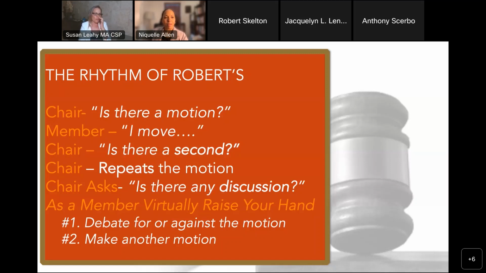Okay, so the first thing that the chair will do is announce that the next item on the agenda is business item X. So the chair will differentiate if it's an information item or a business item so that he or she can make the board aware of what type of rhythm we're going to move into, right? And if it is a business item, then the chair will immediately ask for a motion.